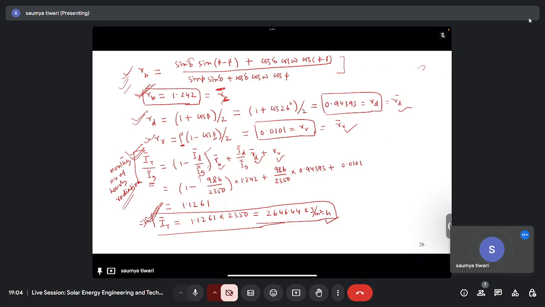So I hope it is clear how the question is solved. A similar numerical problem is given in your assignment also, and a similar problem will come in your final exam also. So you need to practice these questions to get quicker at getting your answers.